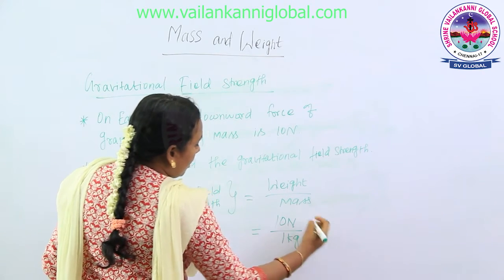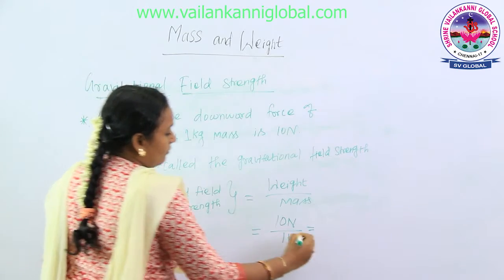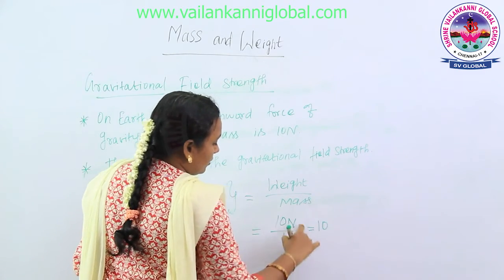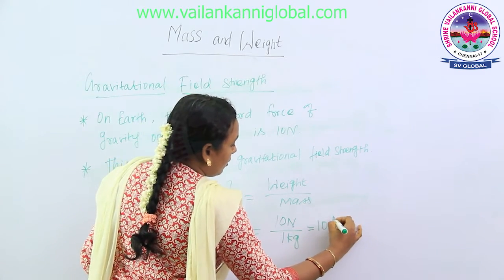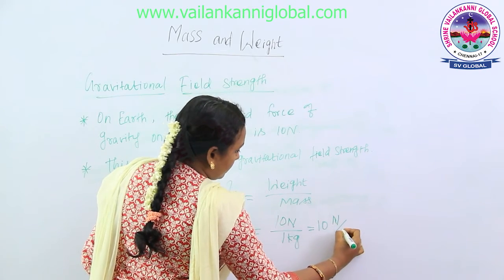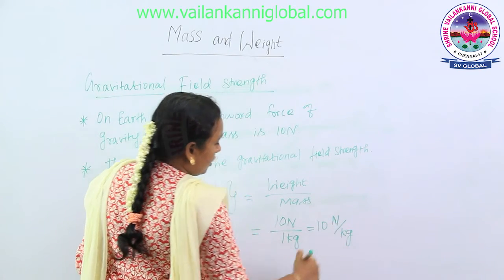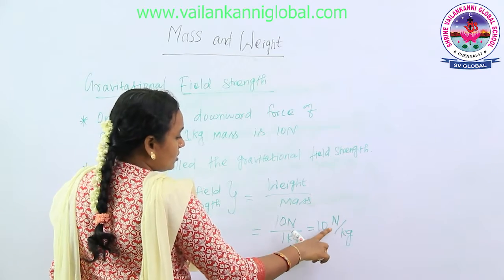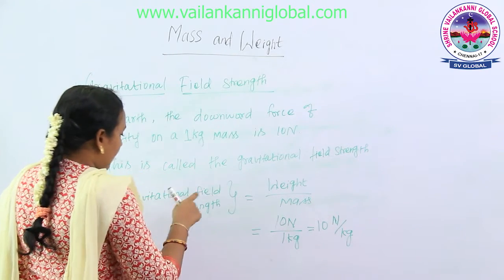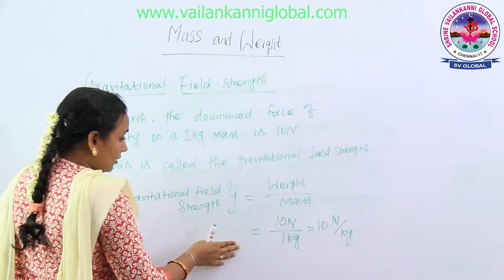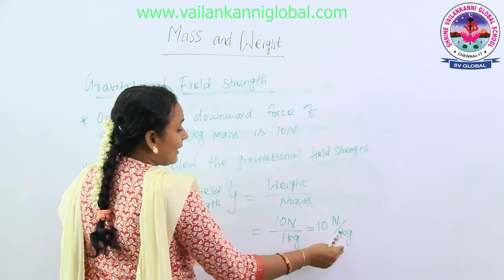So when we divide 10 by 1 we get 10, and write this unit next to the answer. So Newton by kg. So for 1 kg the weight is 10 Newton. So totally the gravitational field strength on the earth is 10 Newton by kg.